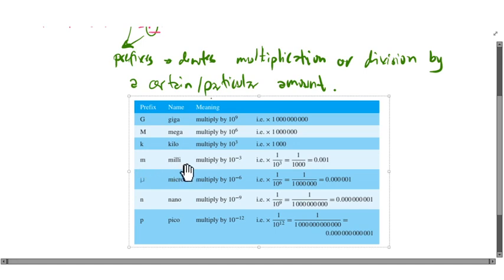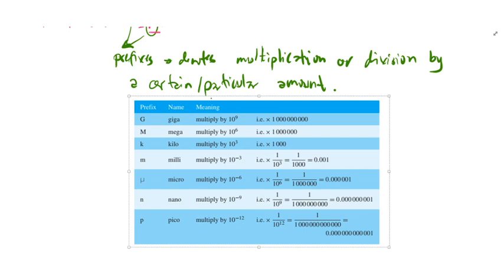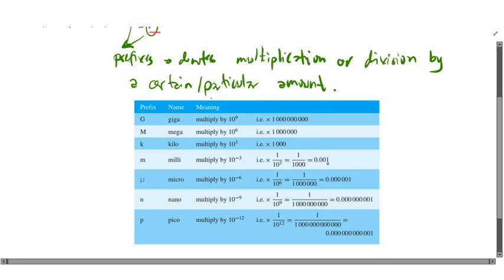So milli, that is m, multiply by 10 to the power of negative 3, or divide the quantity by 10 to the power of 3, or 1 over 1,000, or 0.001. There is also a trick for milli here. If you want to convert a given quantity into milli, you just move the decimal point to the first significant digit. In this instance, we have 1, 2, 3, so you move 3 times. Since it is 3 times, that's why it has a negative 3. So you could write that as 1 milli.